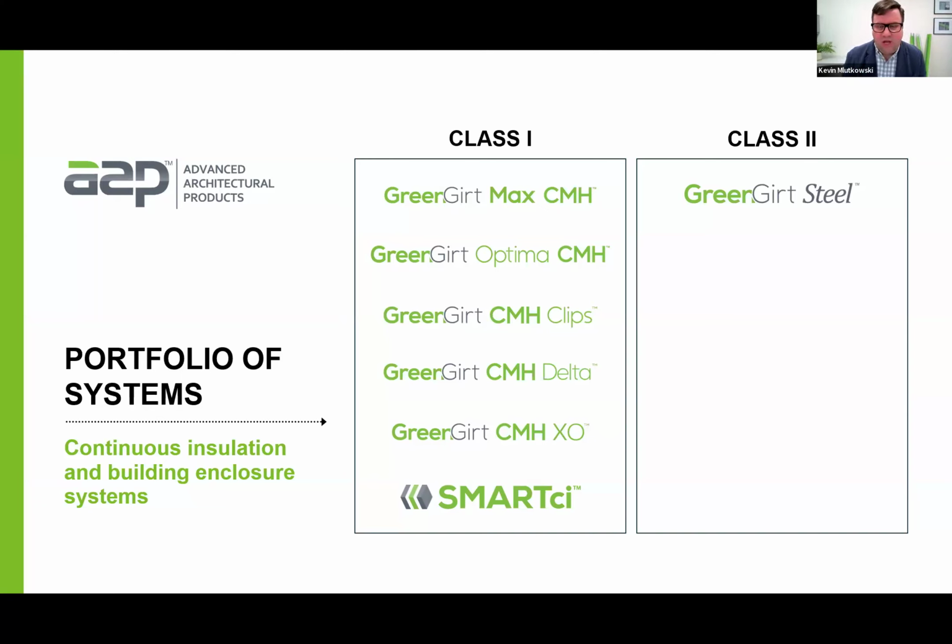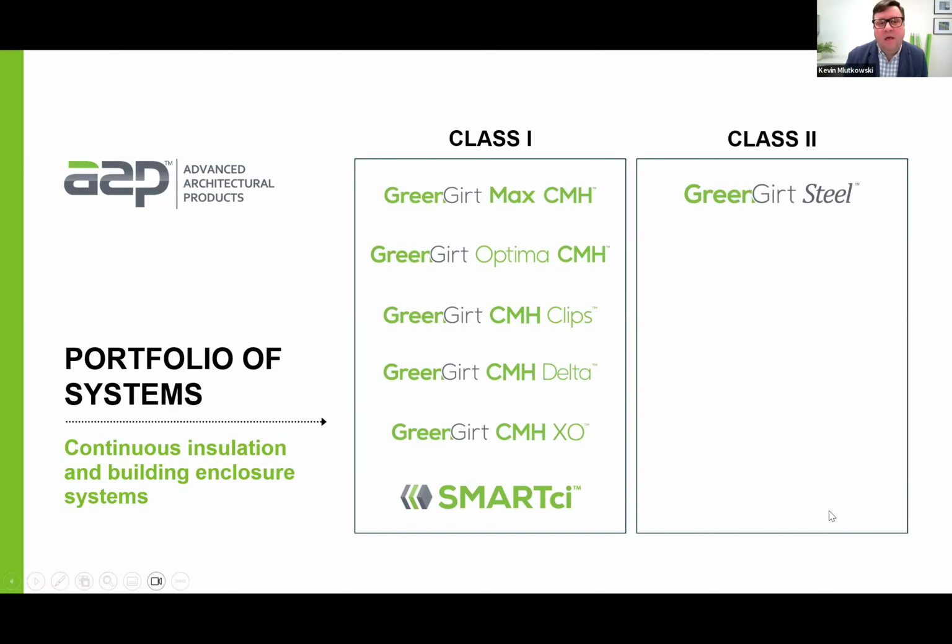Super excited though, just last week in New York City at the New York Build Expo, we formally launched our first ever Class 2 product. We'll get into a little bit more detail about the green girt steel and how it's the best steel girt on the market today. But just wanted to call out these two different classes of products that we manufacture. We'll spend some time first talking about our composite metal hybrid systems.